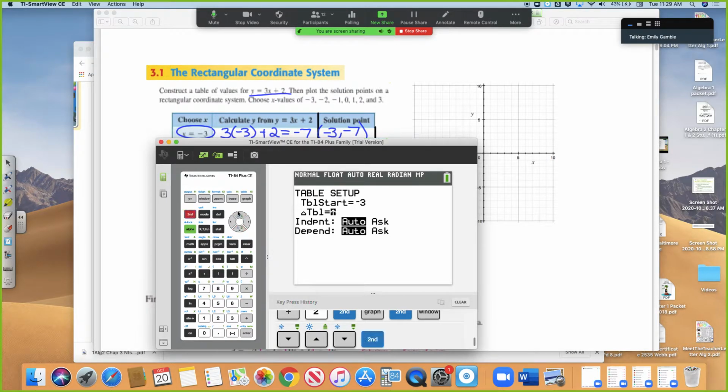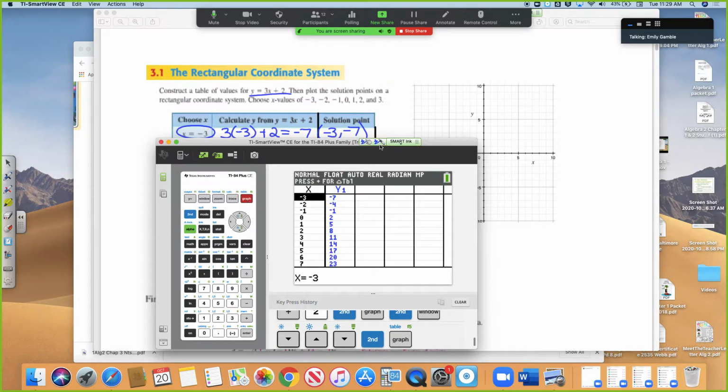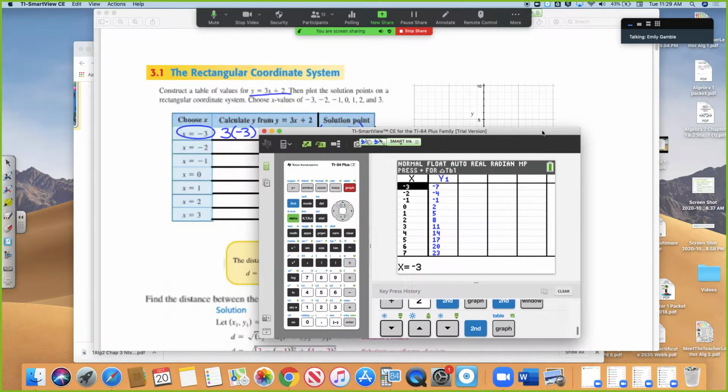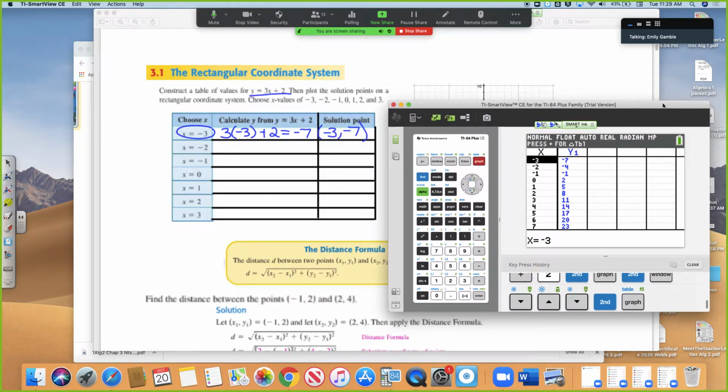Then when you hit second graph again, you should be able to see the table of values that they would want you to insert here for your solution points. So instead of having to do all of the work by hand, if you have a graphing calculator, all you need to do is copy the numbers here and then write in the ordered pairs here. So I'm going to give everyone a minute to do that. Well, not a minute, a couple minutes to do that, and then we'll go over the answers together.